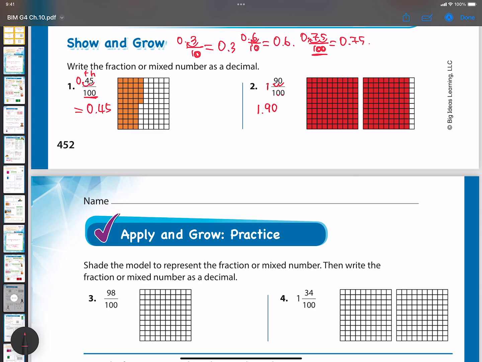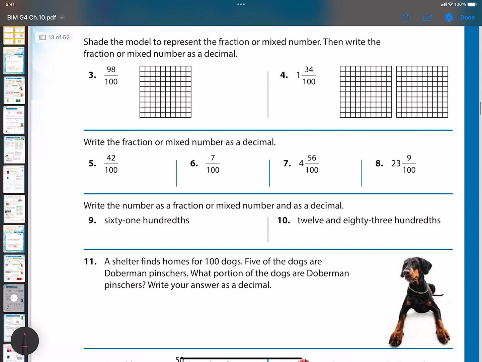Okay, all right, so I want you to pause the video and then do it yourself. Shade a model to represent the fraction or mixed number, then write the fraction or mixed number as a decimal. All right, so here 98. You remember this square represents 100, right? That means if we cover 9 of them, that's going to be 90. And if we miss only 2 and shade everything else, it's going to be 8. So 98.